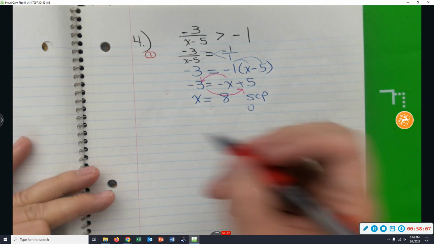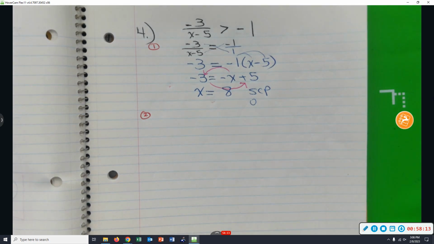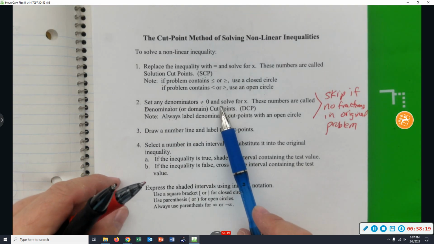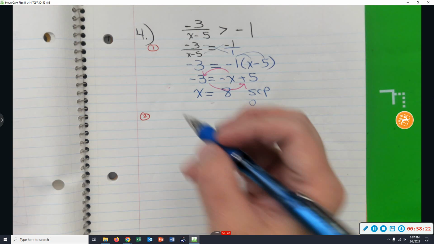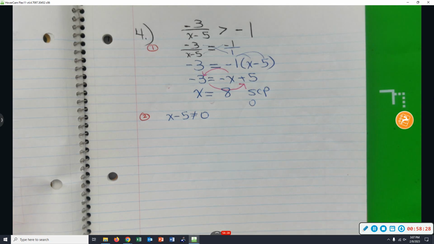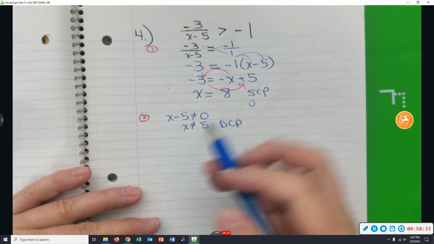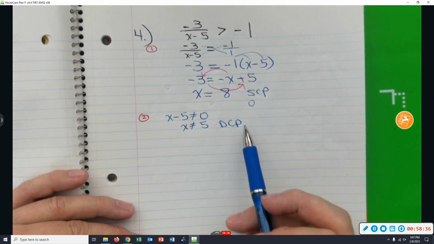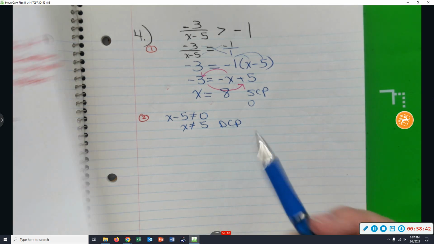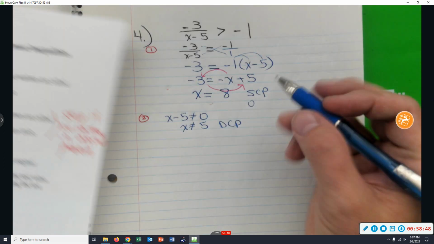Okay, so that was step 1, finding the solution cut point. I'll just number the steps. Second step, denominator cut points. Set any denominator you see not equal to 0. So x minus 5, you don't want a denominator of 0. What's that going to give me? Okay, so we move it over. That minus 5 becomes a positive 5. For my denominator cut point, how are we labeling it? Always label denominator cut points open. You never want a denominator of 0.